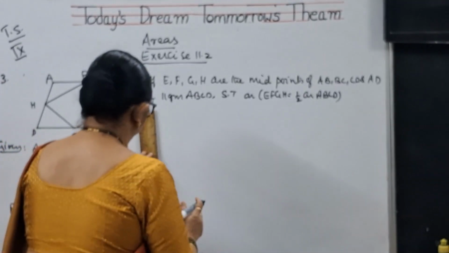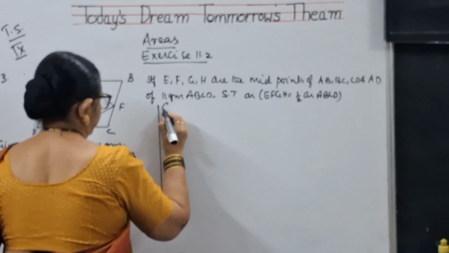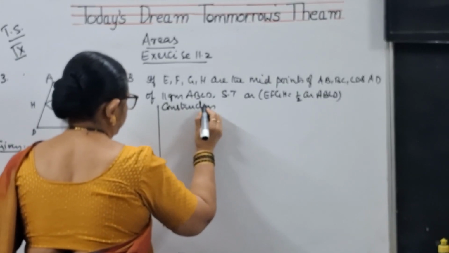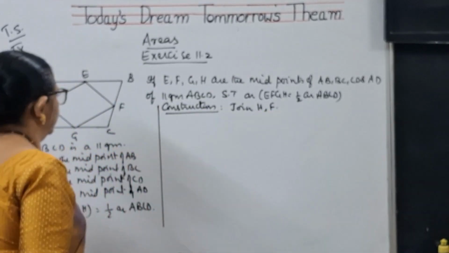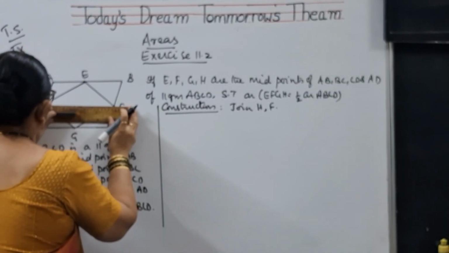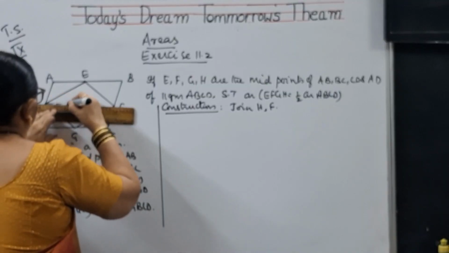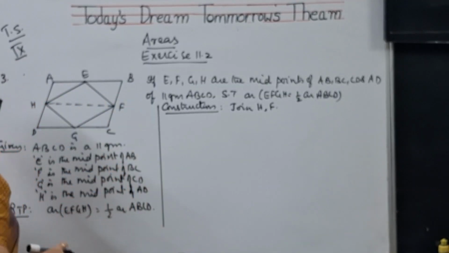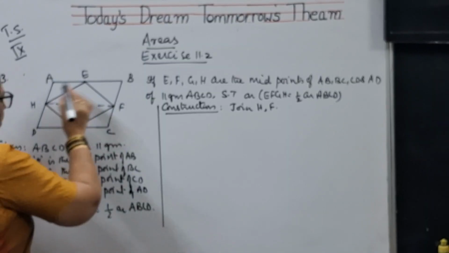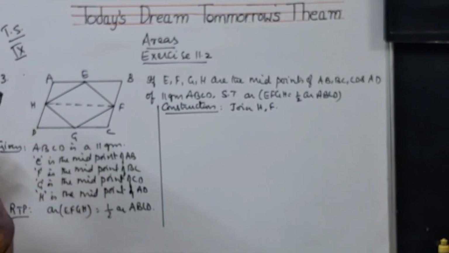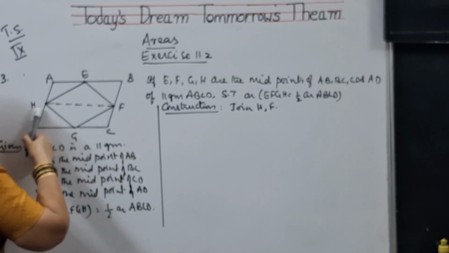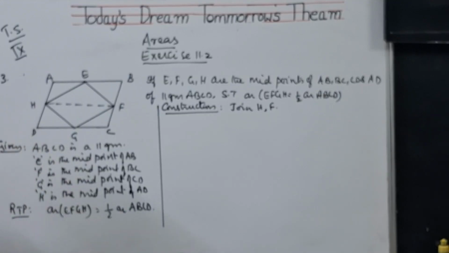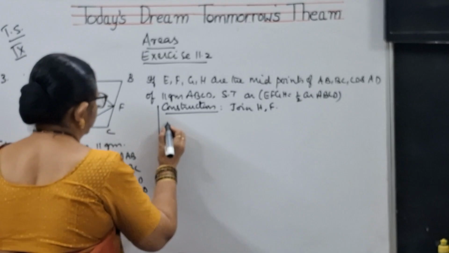So here we have got a construction, children. Construction given here is you have to join HF. This HF you have to join. You have to draw broken lines as it is a construction. Because of this, ABCD is divided into two parts. So now we can say that ABFH is also a parallelogram because these two are parallel. This is a parallelogram, and H and F are the midpoints of the opposite sides. So definitely the line drawn will give a parallelogram. So we can say that, proof we are going to do.